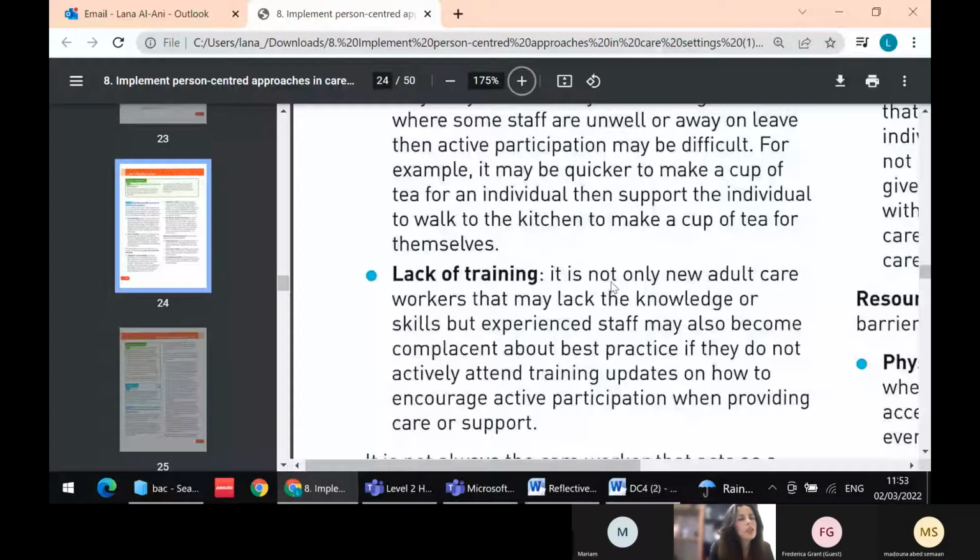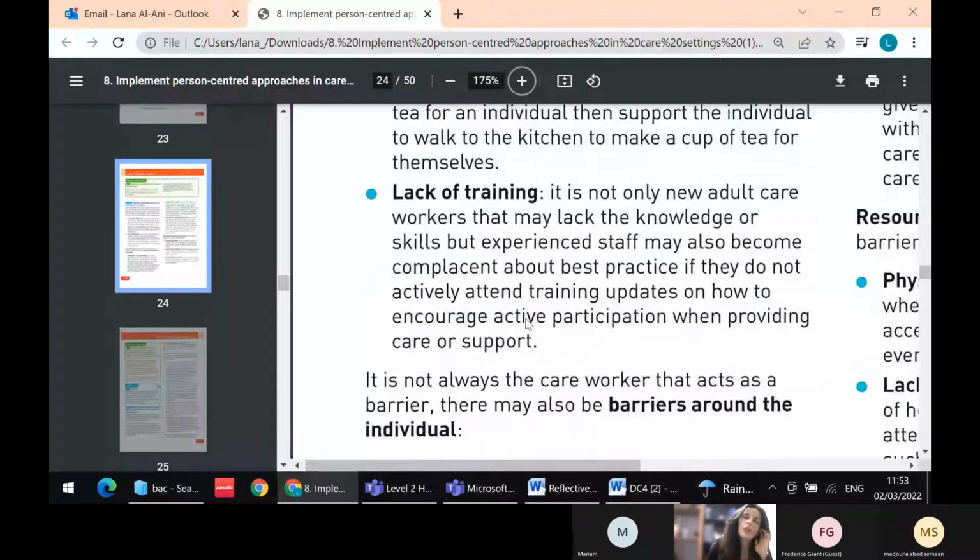Also, lack of training. If you're new to the business, or maybe you joined the business a long time ago, you might have a lack of training, lack of knowledge and skills. Then it would be very complicated for you to achieve best practice. So each person who works in care needs to actively attend up-to-date training to help and encourage people to do active participation.